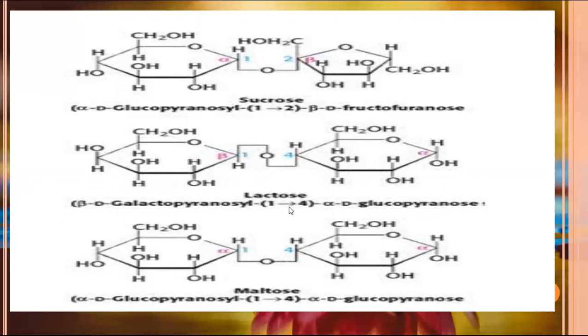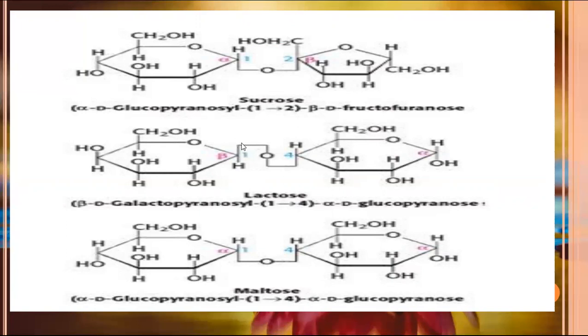Beta 1,4 glycosidic bond is present in lactose. See, in lactose, galactose contains beta. Beta means the hydroxyl group is present above the ring. The hydroxyl group present here is above the ring, so it belongs to beta galactose. The hydroxyl group on the first carbon, present above the ring, can bind with the fourth carbon of glucose, called a beta 1,4 glycosidic bond.